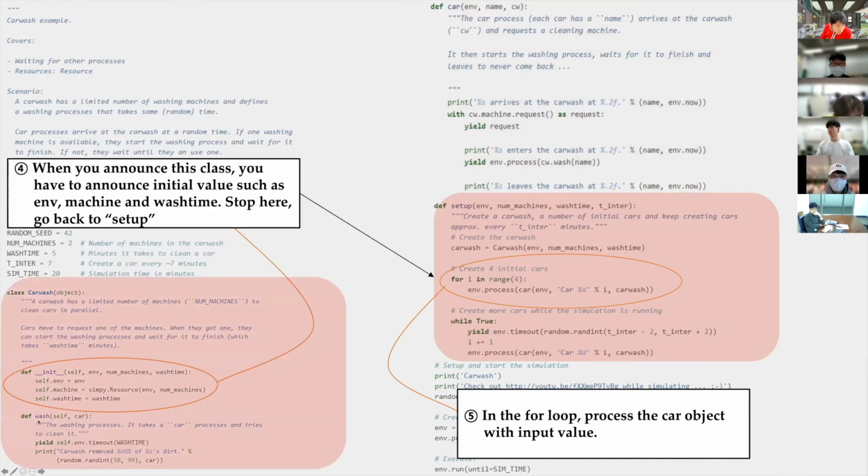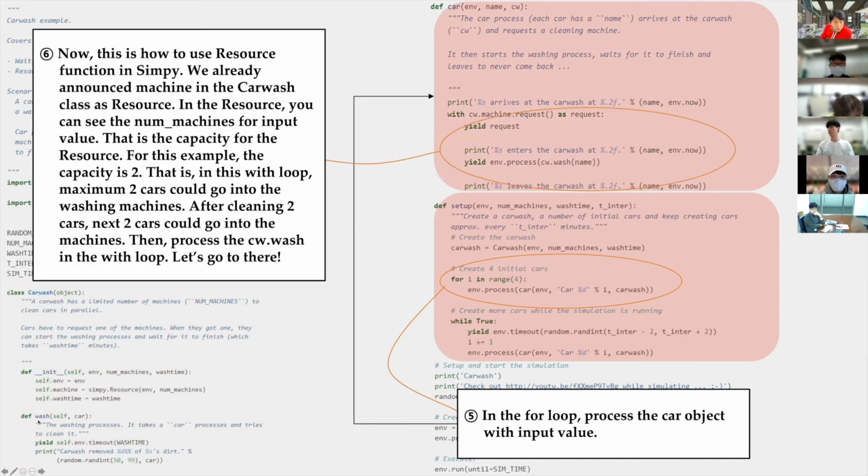In this wash function, we build the timeout event and print out the car wash removed statement with the name of the car whose wash has finished.